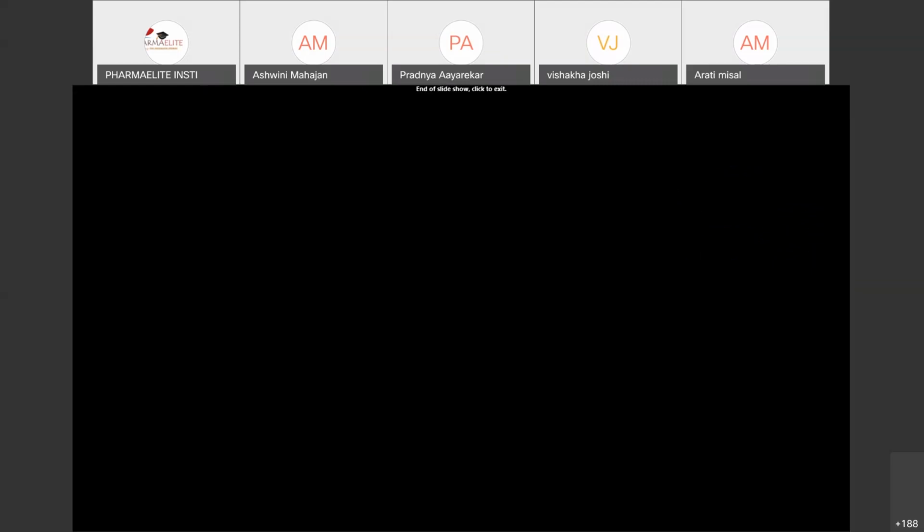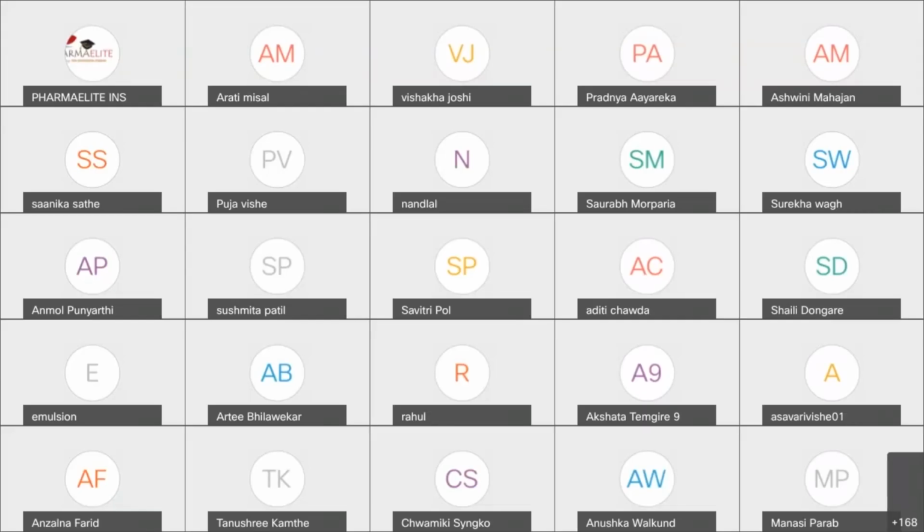I guess the screen sharing is stopped. Just a second. Are you able to see anything on screen? Just wait, the screen sharing is stopped. Just a second, it will be there in front.